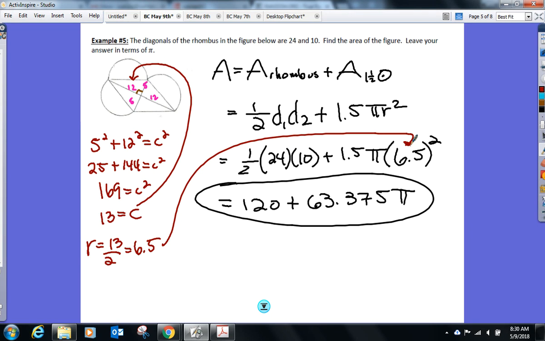If you're getting it, go ahead. Go on to the next one. Finding the shaded region. If you got this in terms of pi. If you're still struggling, let me know. I'll come over.